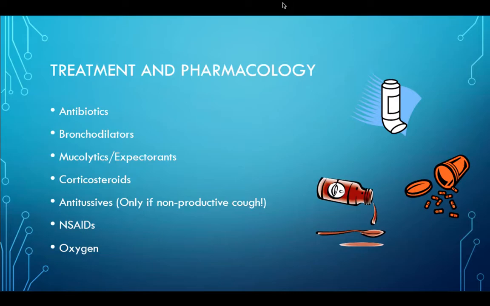Bronchodilators to open up the airways, mucolytics and expectorants to get rid of those secretions, corticosteroids to help suppress the inflammation, and we are only going to give antitussives if the cough is non-productive. We don't want to hold on to those secretions. So antitussives only if the cough is non-productive. NSAIDs for pain and increase that oxygen.